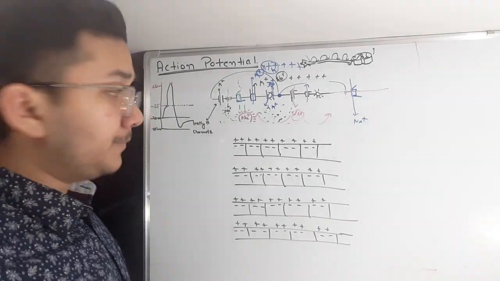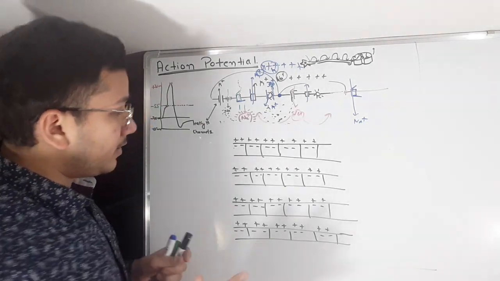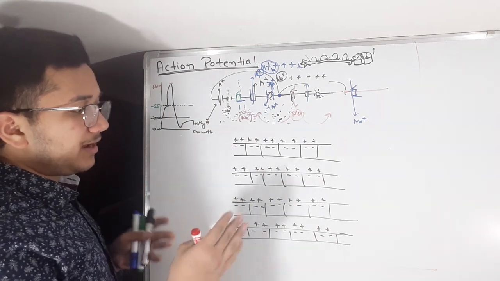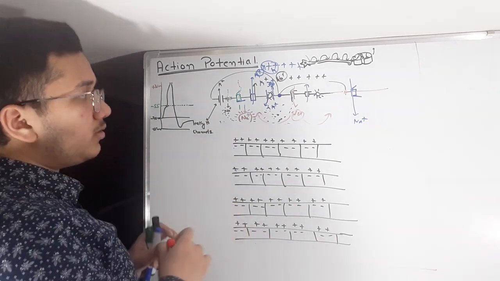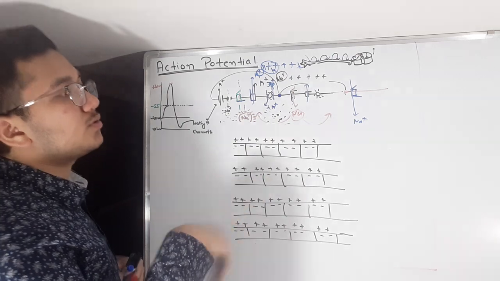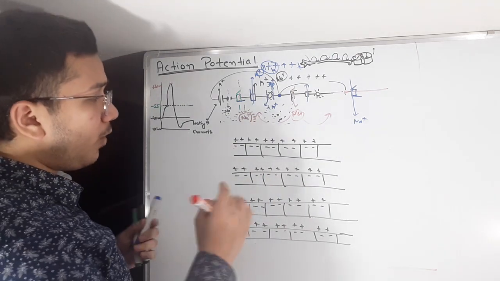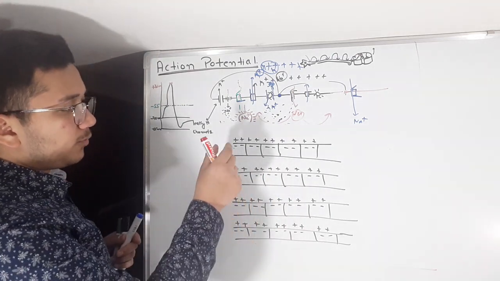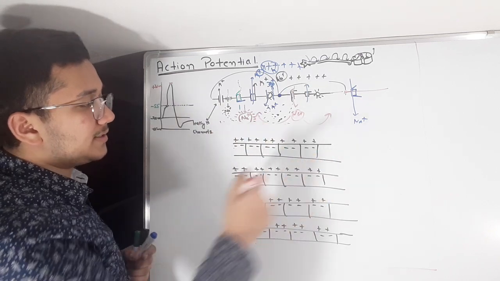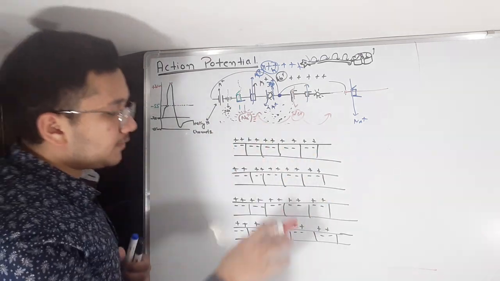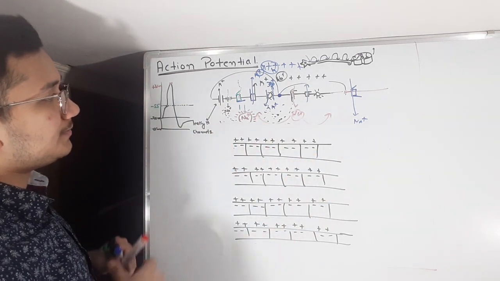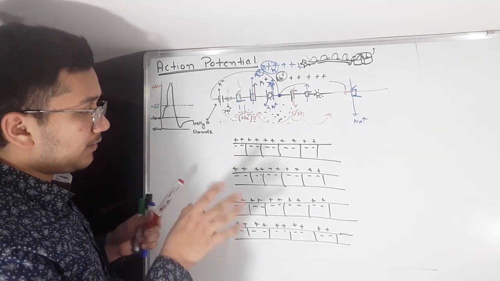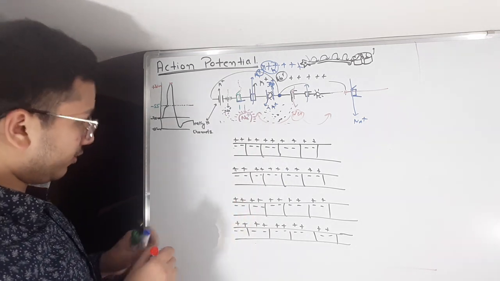So guys, welcome again. Here, let's understand, this is the last segment of the video: how one impulse, the action potential from one segment, is transmitted to another segment, right? For example, we have taken 5 hypothetical segments across the neuron.